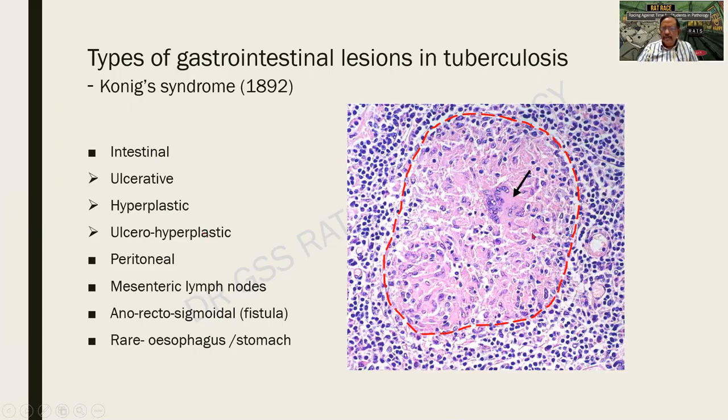This is a well differentiated, demarcated granuloma showing giant cells. And all the pink pale cells are the epithelioid cells. These are the lymphocytes. The peritoneal mesenteric lymph nodes also can be involved. Sometimes the patient can present with anorectosigmoidal fistula. Rarely it involves the esophagus and stomach. Do not jump and say esophagus and stomach are the common sites. Intestine is always a common site for tuberculosis, secondary to the lung.